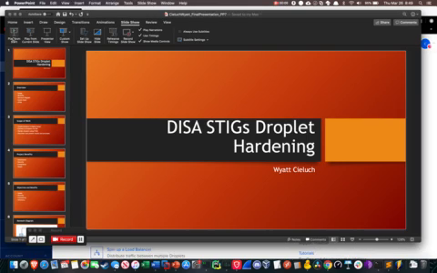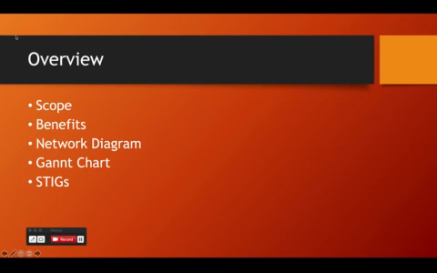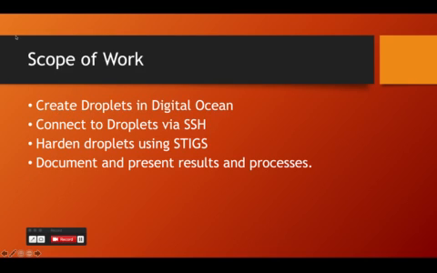Today I will be overviewing DISA STIGs hardening on DigitalOcean droplets. A brief overview of the presentation today will include the scope of the project, the benefits of implementing an automation process like this for hardening your machines, a brief network diagram showing the setup, a Gantt chart breaking down the project and the stages it was broken down into, and as the script runs, I will go over the STIGs that are actually being used and protected against on our box.